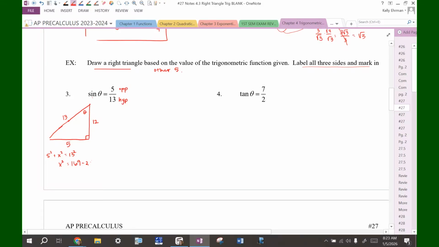169 minus 25 equals 144, and then you get your 12 that way. Once you get the whole triangle here, you just need to find the rest of these.